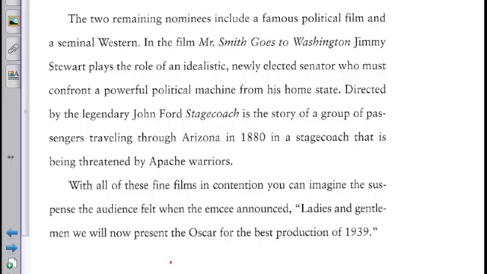In the film Mr. Smith Goes to Washington, we have an introduction here. The whole part up to Washington introduces the main sentence, which is Jimmy Stewart plays the role of an idealistic, newly elected senator who must confront a powerful political machine from his home state. Now this "who must confront," it does redescribe newly elected senator, but we don't know which kind of newly elected senator yet, so it's not set off with commas. Directed by the legendary John Ford, again we have an introduction. Stagecoach is the story of a group of passengers traveling through Arizona in 1880 in a stagecoach that is being threatened by Apache warriors. Nothing there.